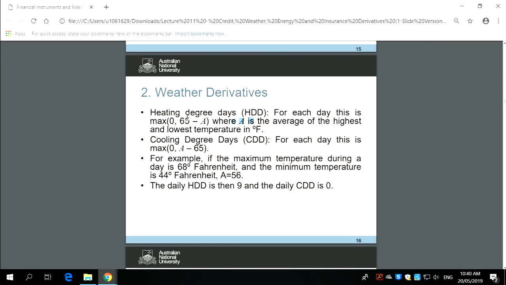Just imagine the average between the highest and the lowest temperature over the course of a day turns out to be a very low number. Just imagine the average turns out to be 0 degrees Fahrenheit. To give you some notion, 0 degrees Fahrenheit is about minus 17 Celsius, which means that day is very, very cold. Then people are going to turn on their heaters. That's when there's a high demand on electricity. Then we have 65 minus 0, so 65 minus 0 equals 65.